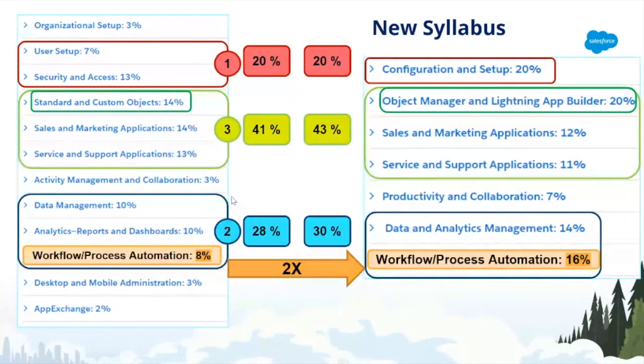Then comes the second part, which is data management, reporting, and automation. These three topics earlier comprised 28% of the weightage, which is now 30%. It has increased. And you can also see the process automation part, which today we are going to cover, has increased twofold. It was 8% earlier, now it is 16% weightage. So it's a very important part now of the certification that you understand all these low code automation tools, where you don't need to write code and you can implement any business functionality logic required for your company.